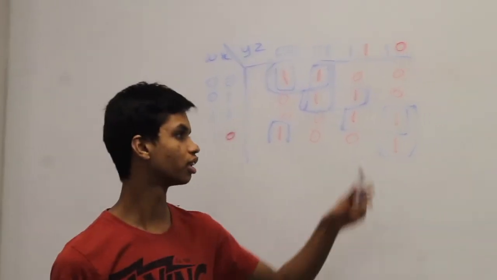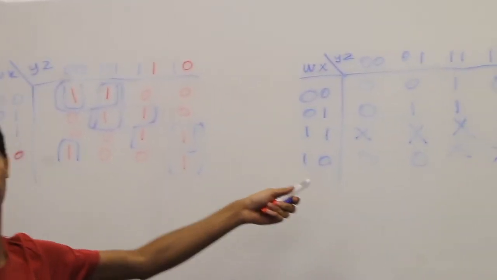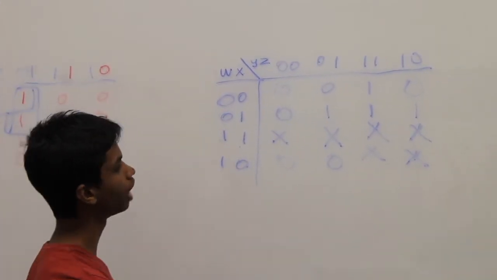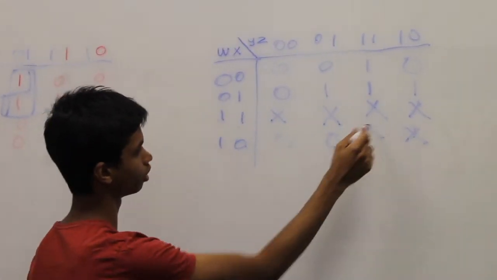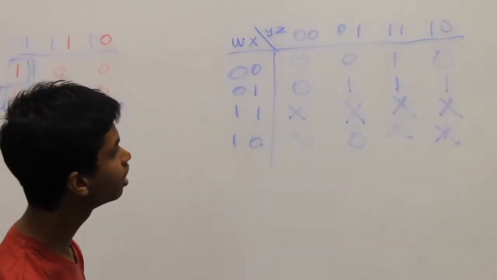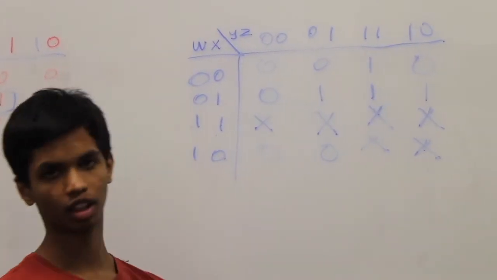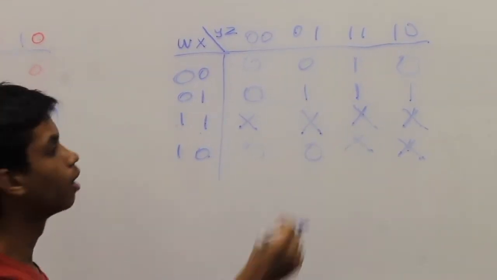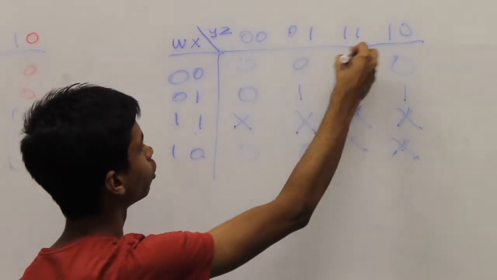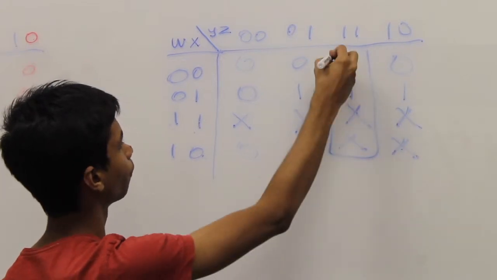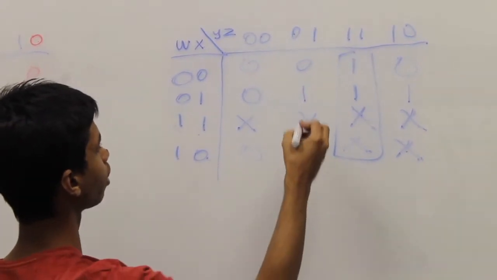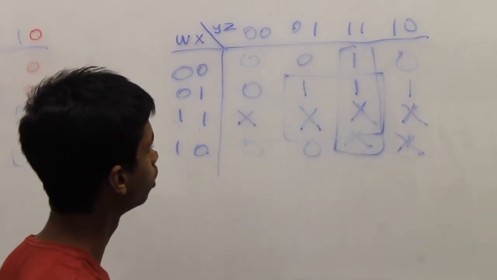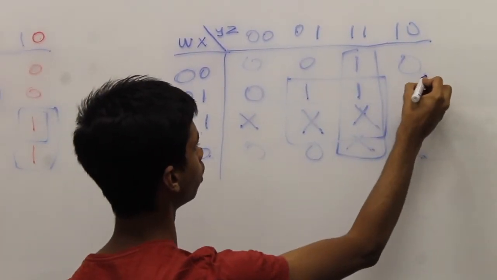Now we will solve the third question that we have solved earlier. To group these, we also have to consider the don't care terms. All the ones should be covered and the groups should be of the maximum possible size. For this, the first group will be this one, the second group will be this one, and the third group will be this one.